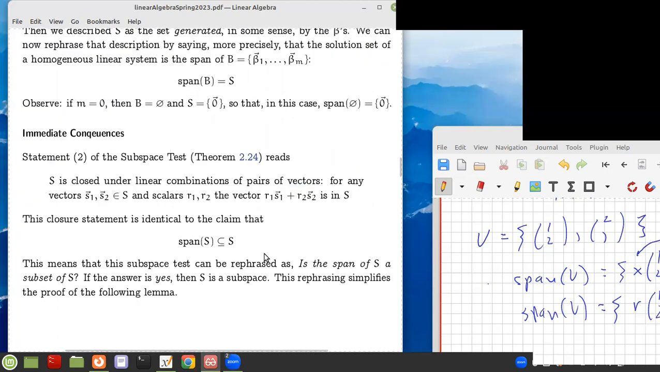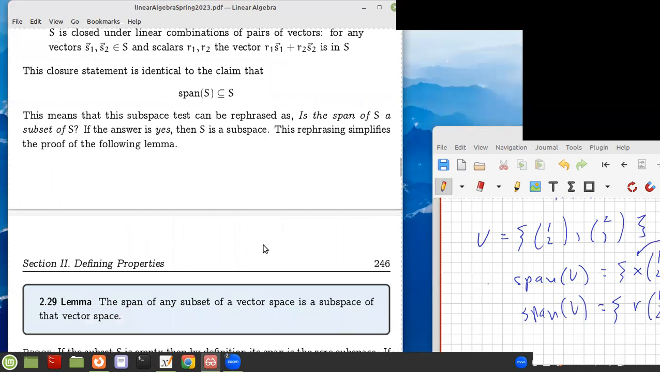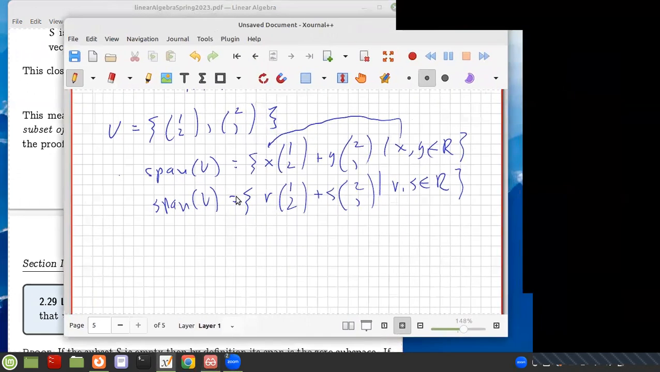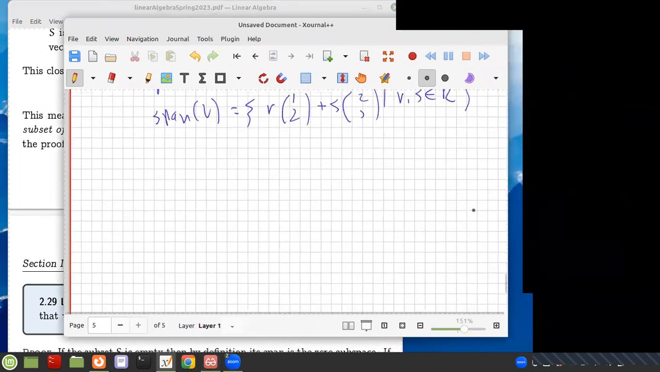There are immediate consequences here, and here's sort of the motivation. Here's the idea, the consequence of this definition.